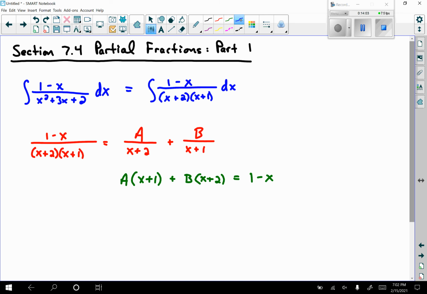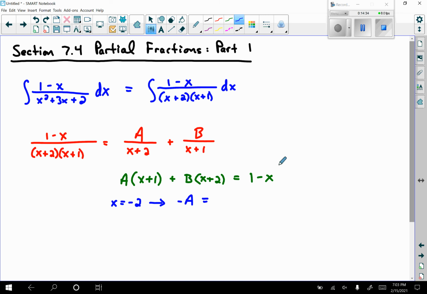Well, now I just pick certain x values. So I'm going to first let x equal negative 2. I chose that over here because if x is negative 2, my b term goes away. So this causes my coefficient for a to be a negative 1, so I'll get a negative a. Negative 2 plus 1 is negative 1 times a. Negative 2 plus 2 is 0. 0 times b is gone. And over here, I'm going to get 1 minus a negative 2.